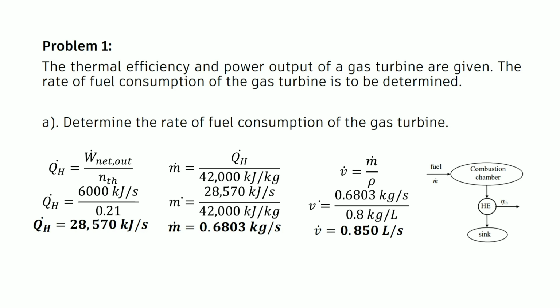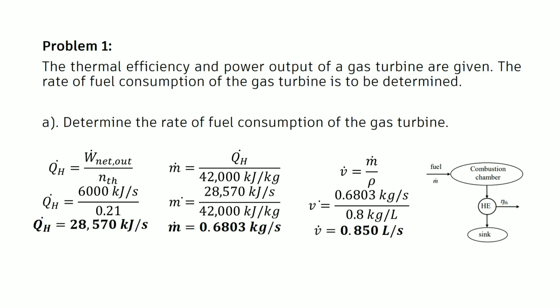Since 42,000 kilojoules of thermal energy is released for each kilogram of fuel, the volume flow rate of the fuel becomes 0.6803 kilograms per second of mass flow rate divided by the density, 0.8 kilograms per liter. We have a volume flow rate of the fuel of 0.850 liter per second.